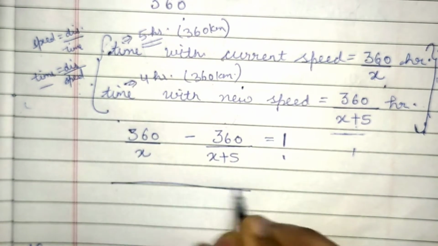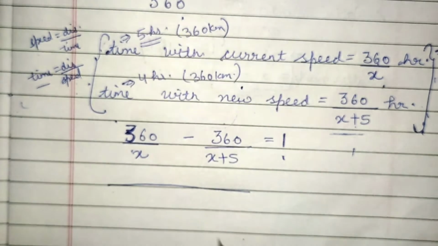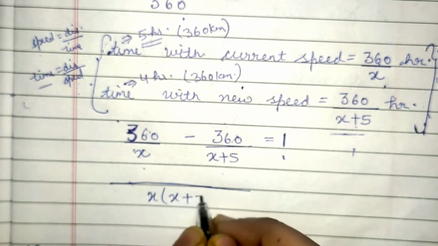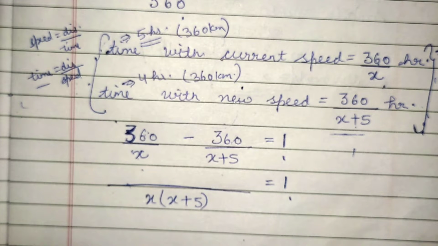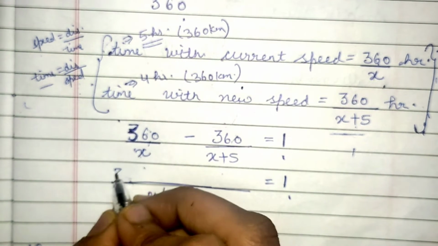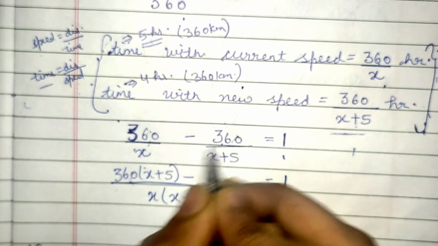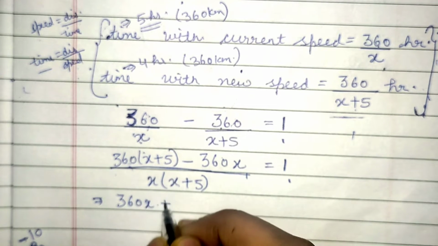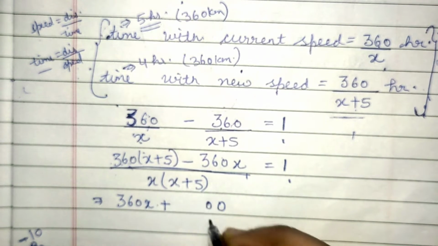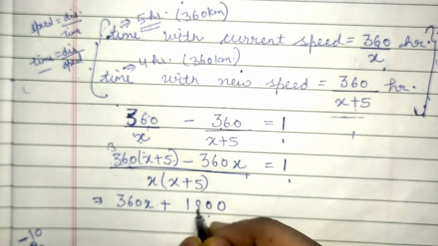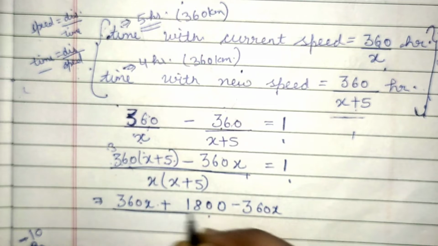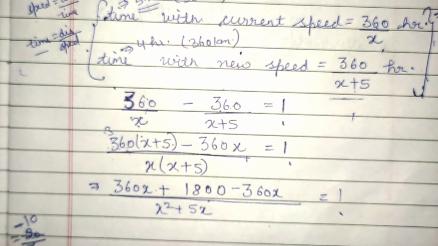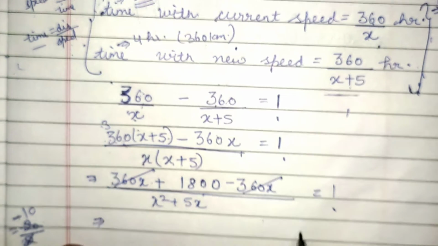Now you have solved such kind of questions in examples and the exercise also, when values are given in numerator and denominator, how do you solve them? You take their LCM and simplify and you will get your quadratic equation. So it will be 360 into x plus 5 minus 360 into x. Now simplify this: 360 into x plus, when you simplify, 5 6s are 30, carry 3, 5 3s are 15 and 3 is 18, minus 360x, divided by x square plus 5x, is equal to 1. So now simplify it. 360x and 360x will get cancelled out.